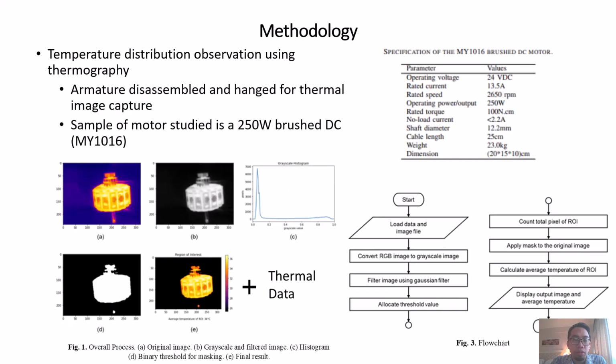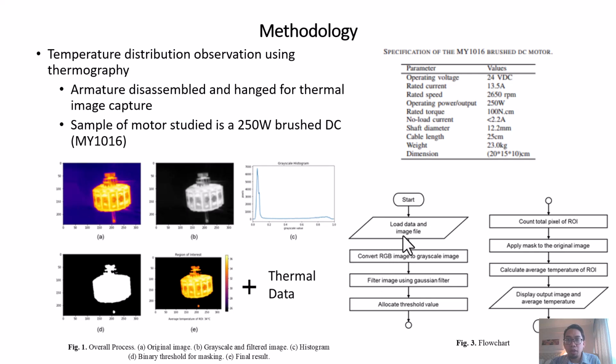As for the methodology, the motor that we use is a 250 watt brush DC motor, MY1016. The spec can be seen in the table, and we only use the sample for this project. The sample was captured by disassembling the armature and hanging it for the thermal image capture. The overall process of our methodology can be seen in the flowchart in figure 1 and figure 3.